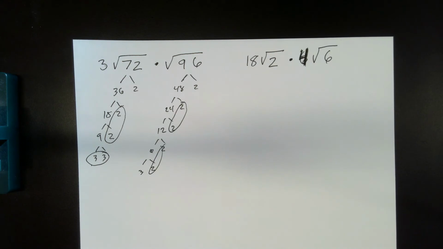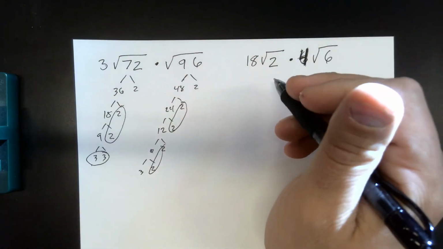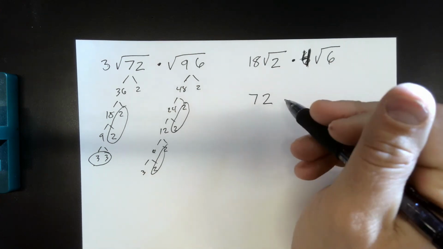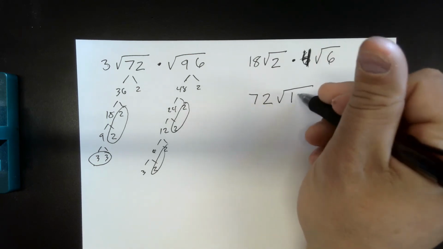Now everyone look at this. How much easier is this problem now? A lot easier, right? You're not multiplying 72 and 96. You're multiplying 18 and 4. Does anyone know what that is? 72. And then 2 and 6, which is 12, and we're done, all right?